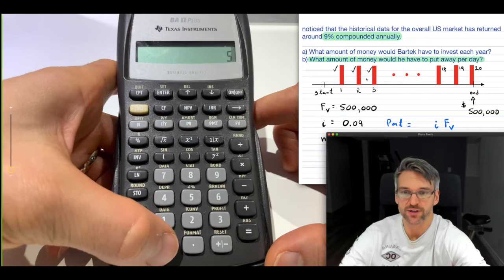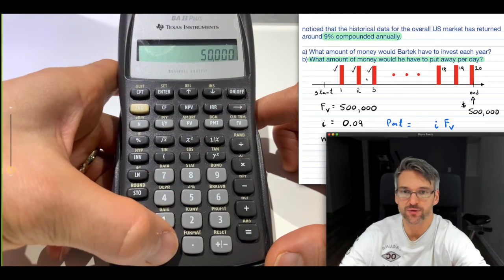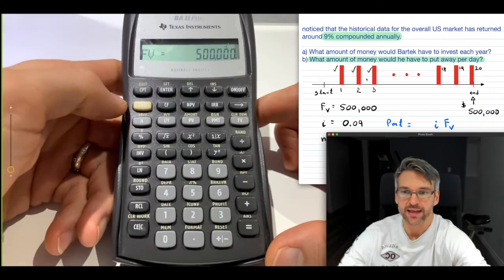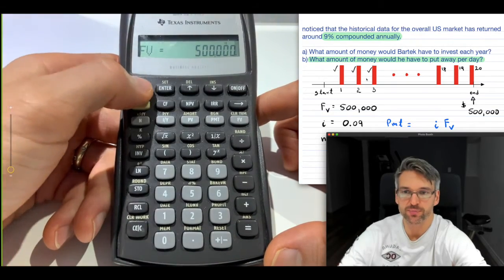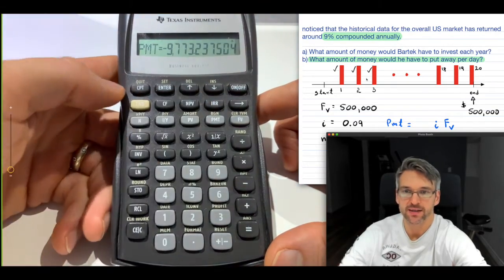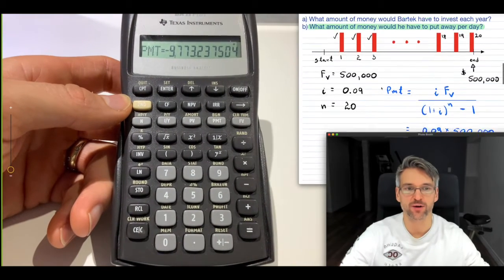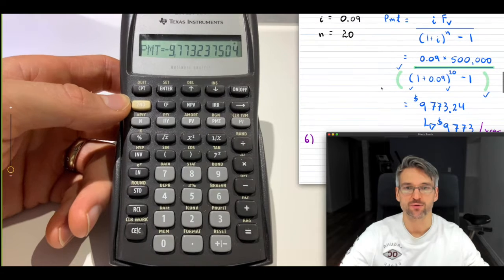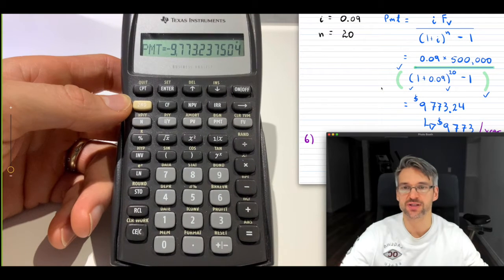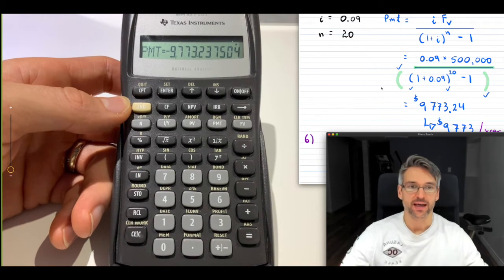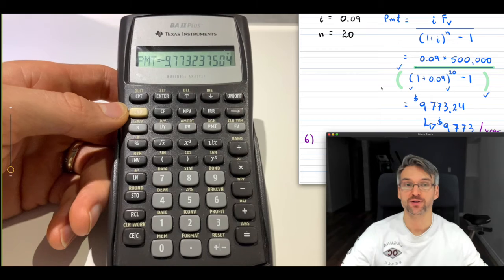500,000, 1, 2, 3. All right, so that's our future value. Now we're going to hit compute. So compute, payment, and there you have it. Notice that's exactly what we found using our formula right here. It's 9,773 and 24 cents, if you were rounding that. So that's the first example.